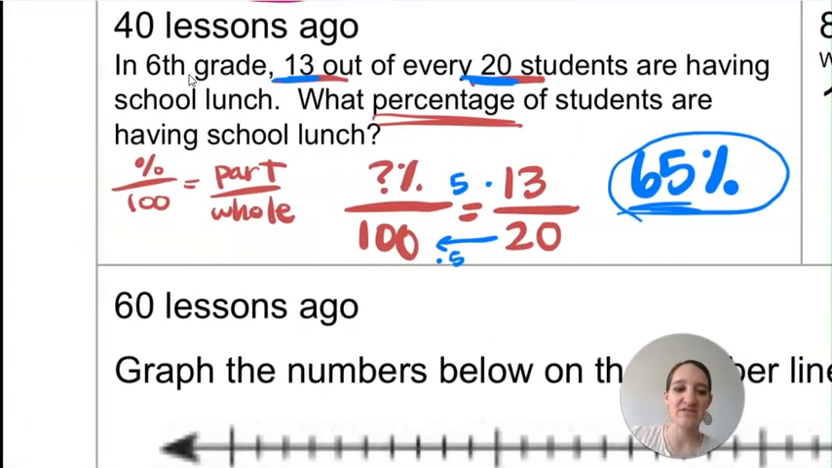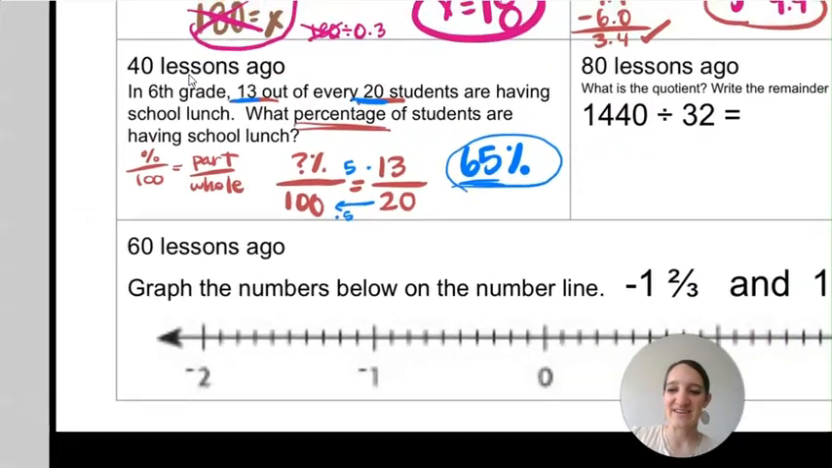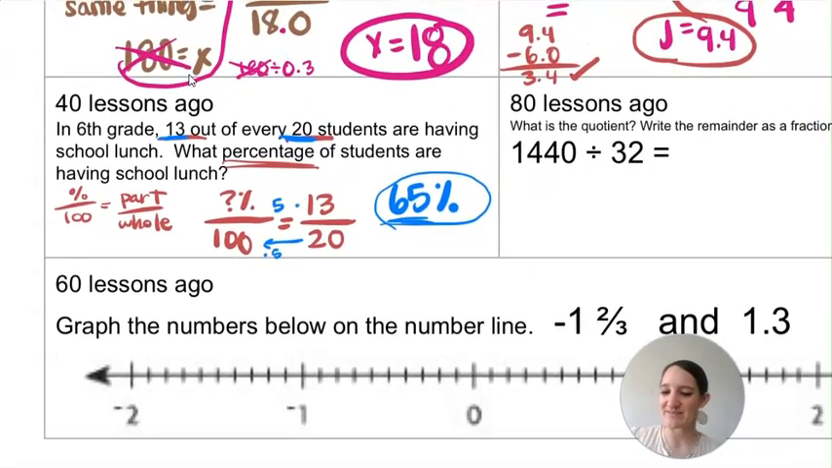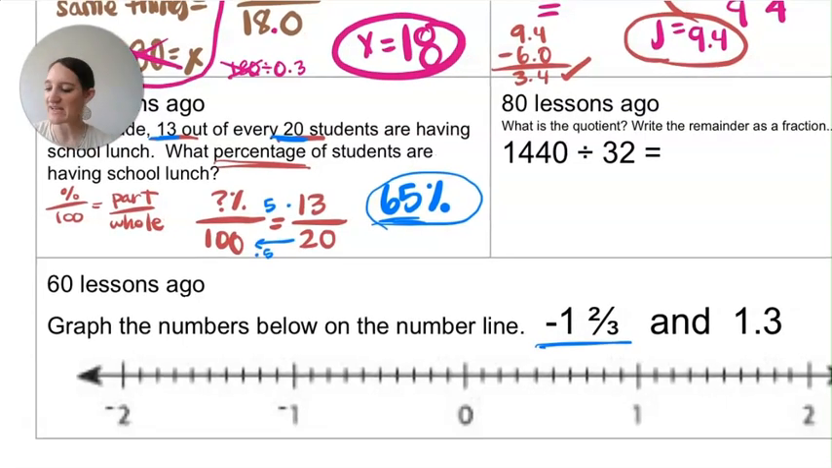Oh wait, let's go down here to 60 lessons ago. So 60 lessons ago, we did number lines. Graph the numbers below on the number line. Okay, so -1 2/3. We know that -1 2/3 would be between -1, and it's a little more negative than that, so it'd go all the way to -2, wouldn't it? So somewhere between -1 and -2 is -1 2/3.